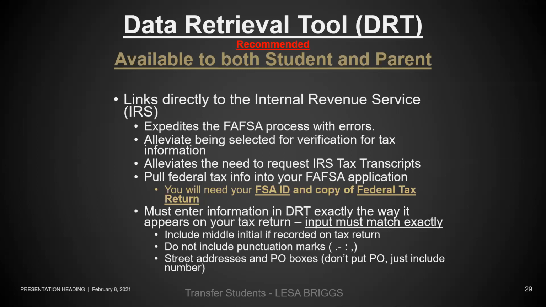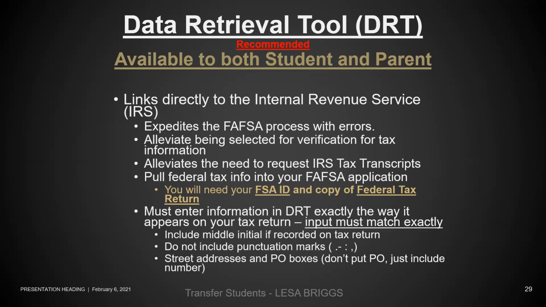And make sure that the information that you are putting in the DRT request section, which will have some pre-filled information, is correct and matches exactly the way it is on your tax return. So for example, if your name is Michael James Smith, but on your tax return it just says J, but on the data retrieval tool it's saying Michael James, you have to change it to J.